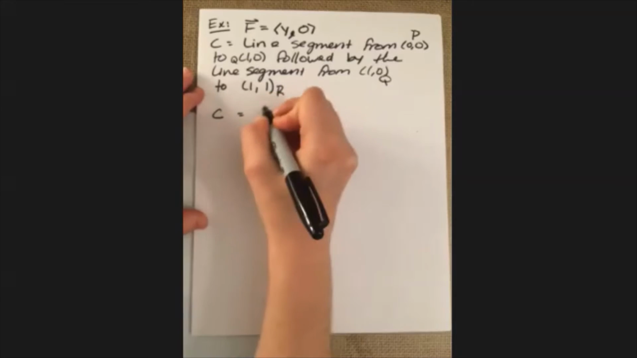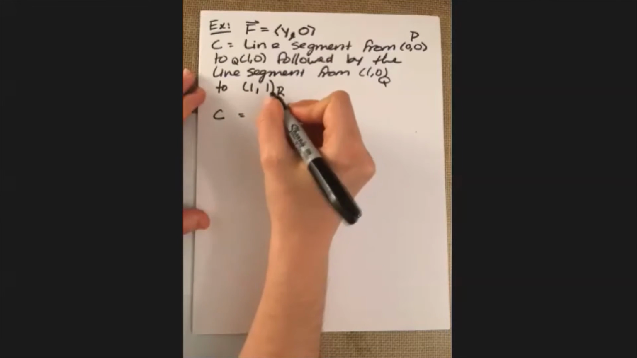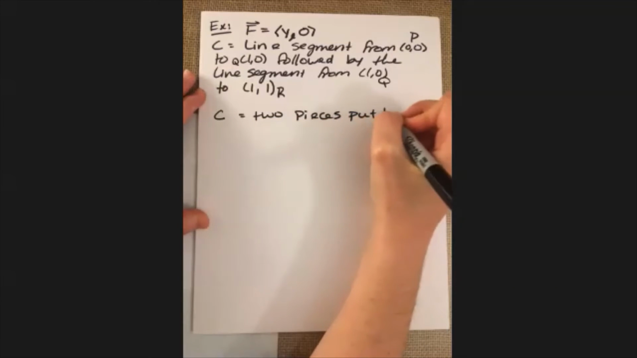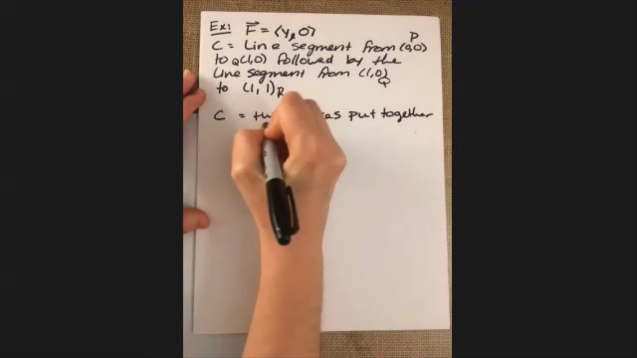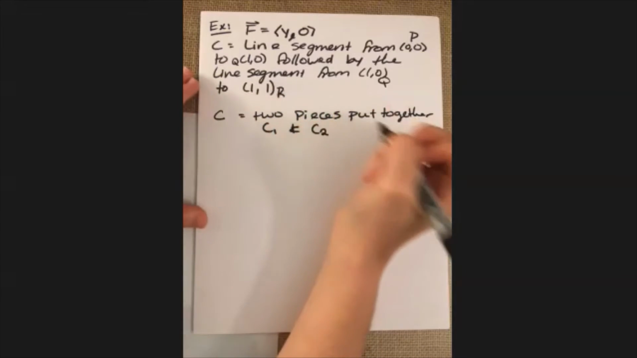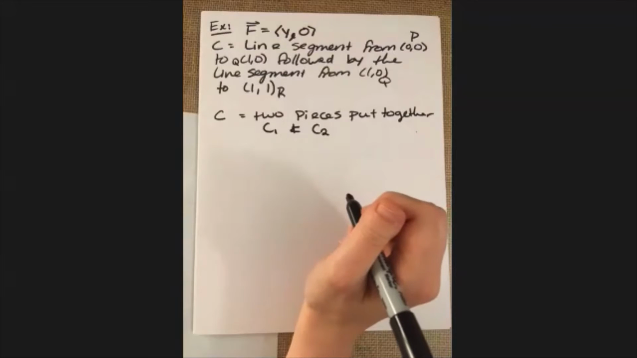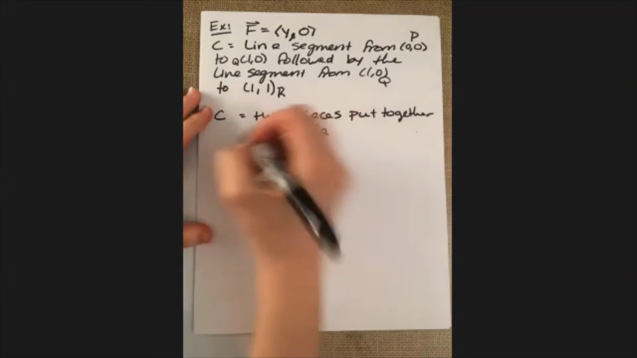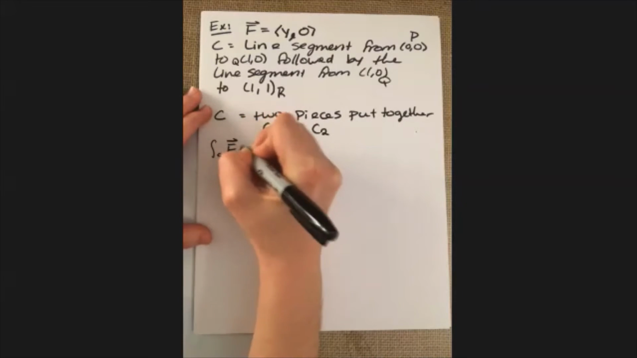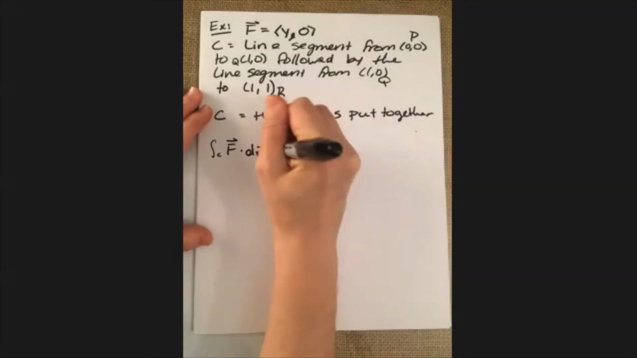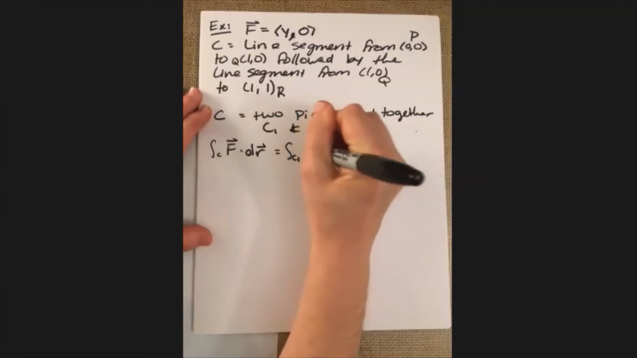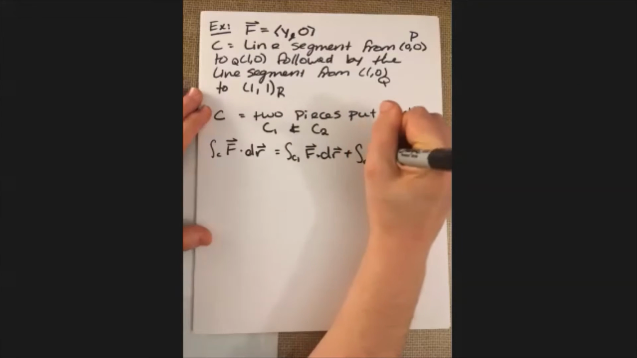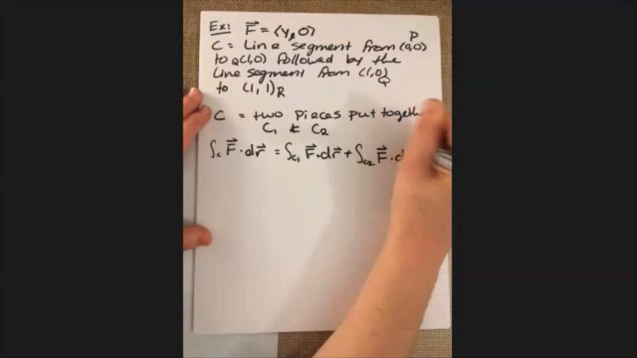So C is equal to two pieces put together, C1, we can call the first one, and C2. But we still want to use our main formula, we just have to break it up into two pieces. So the idea here is we have the integral over the curve C of f dot dr equal to the integral over C1 of f dot dr plus the integral over C2 of f dot dr.